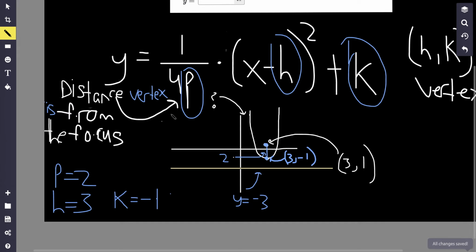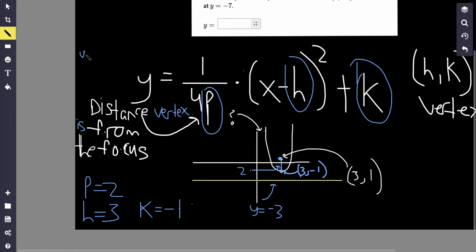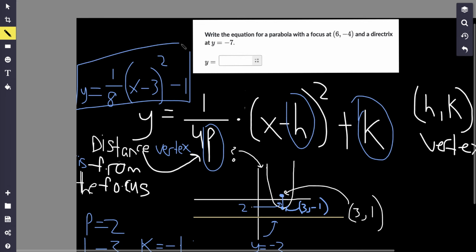And now all we have to do is just plug this into our formula. So the formula for my parabola is just going to be y is equal to 1 over 4 times p. We know p is equal to 2, so let's plug it in here. 4 times 2 is just 8, so we can write this as 1 over 8 times x minus h, x minus 3, since h is equal to 3, squared, plus k. And we know that k is equal to -1, so plus -1, or -1. And that is the formula for our parabola.